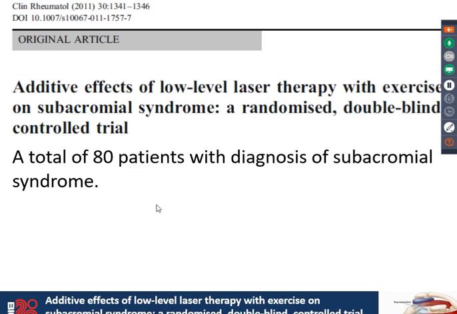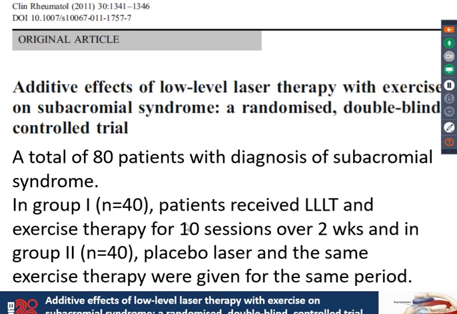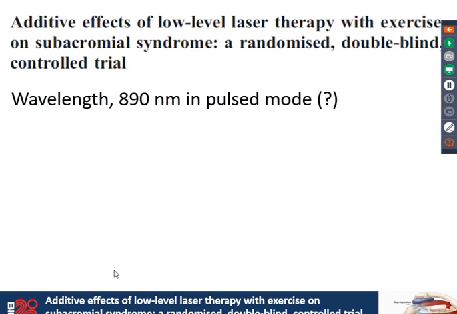This was a randomized controlled trial of 80 patients. They were diagnosed again with subacromial syndrome, or again underlying rotator cuff tendinopathy. It was an RCT, a double-blinded controlled trial. In group 1 there were 40 patients that received laser therapy and exercise for 10 sessions over 2 weeks. So that was about, I guess, 5 sessions a week. And in group 2, it was a placebo laser along with exercise therapy over the same time frame.